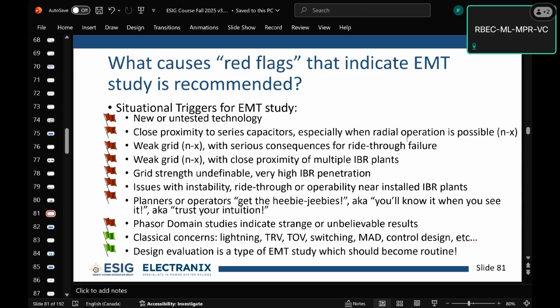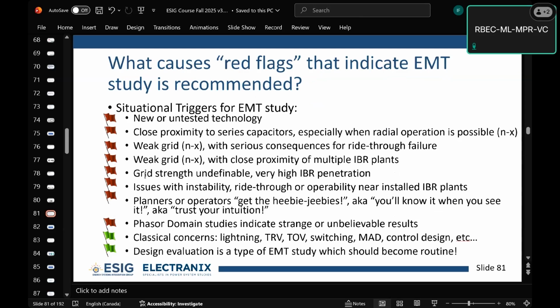Now, that doesn't mean we have to study all IBR plants in a big system model, but you probably should be looking at all new IBR plants in a small system, a SMIB system, and testing basic ride-through behavior. If you're worried about ride-through in a bigger context, like this plant or this group of plants is very, very important, you might do a system study.